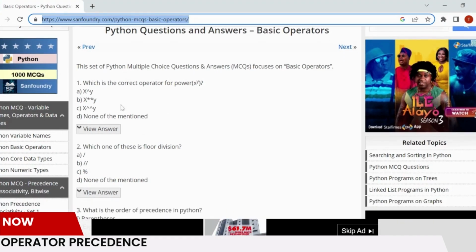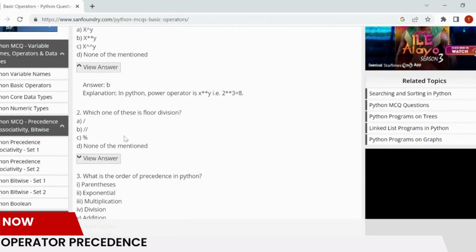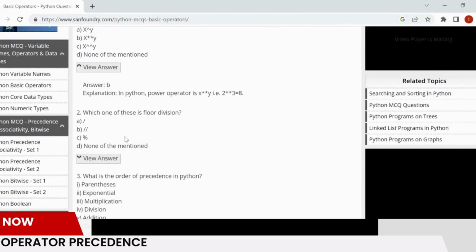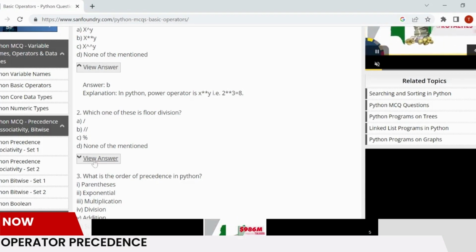The first question says, which is the correct operator for power? I mean, x raised to power y. I'm going to give my answer, but I want you to maybe pause, give your answer first, and then continue. Here the answer is B. Which of these is floor division? Remember we talked about floor division when we talked about arithmetic operators. The floor division is this double slash, B.